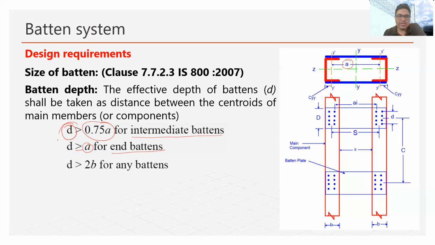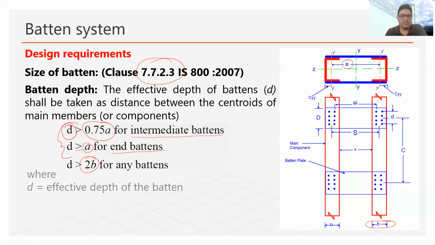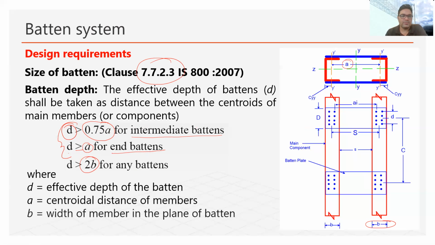And for both cases, D should be more than 2 times of B, and B is the width of flange. So this is again recommended by the IS code in this clause. So you can read that. So this I have mentioned. D is the effective depth, A is the centroidal distance of the member, and B is the width of member in the plane of the batten. Okay.